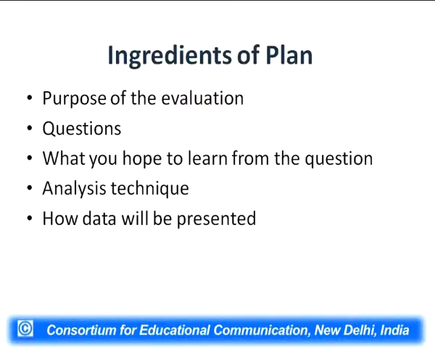The next thing that we discussed was the ingredients of the plan. If we want to have a plan, what should be the ingredients of the plan? The first thing we need to look at is the purpose of the evaluation. Why are we analyzing the data? What is the purpose? Is it only for the current decision situation, the current goals we have, or do we want to take it to a future course of action?